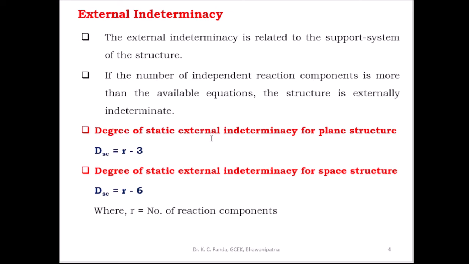The degree of static external indeterminacy for plane structure can be determined by DSC is equal to r minus 3, where r is the number of reaction components and 3 is the number of available equations for plane structure. Similarly, the degree of static external indeterminacy for space structure can be determined by DSC is equal to r minus 6, where r is the number of reaction components and 6 is the number of equations available for space structure.